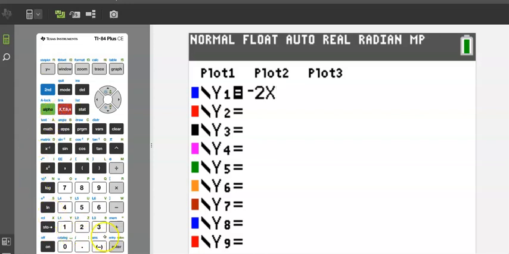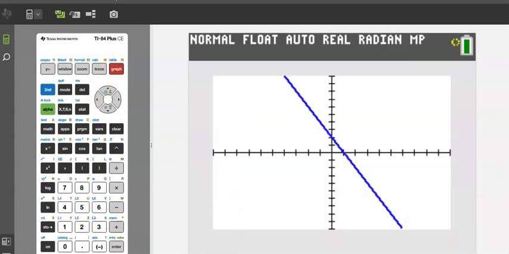Negative 2x plus 2. And again, down here, this is the negative button right here by the enter sign. Make sure that you use the negative button in front of that 2 in the very beginning, and do not use the minus button. There's a difference. So if we go over here and hit graph, there's what our line looks like.